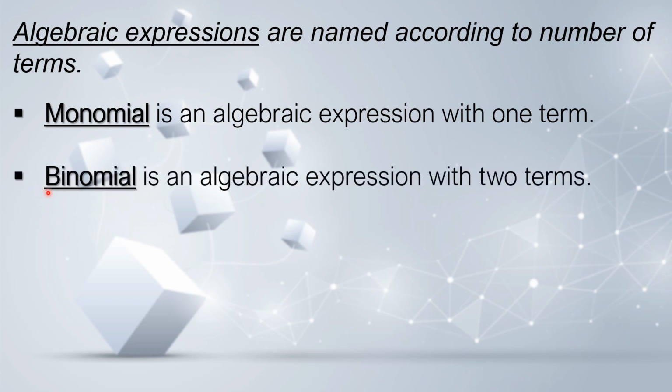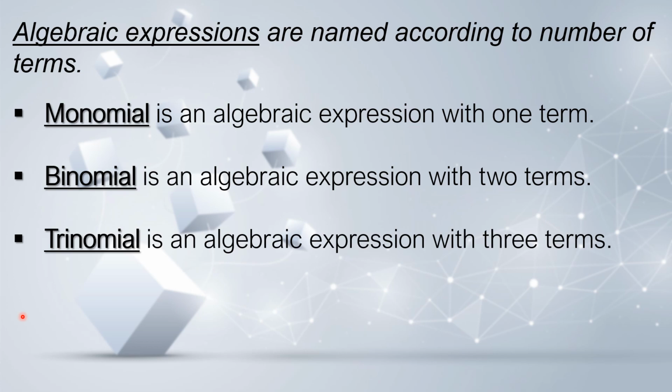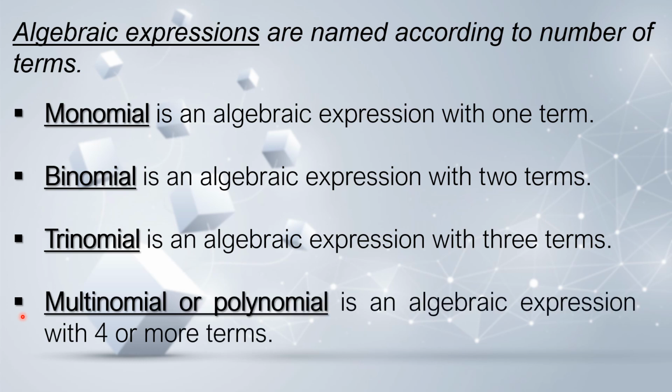Binomial from the keyword bi or key syllable which is bi. So binomial is an algebraic expression with two terms. Trinomial with the keyword tri, an algebraic expression with three terms. And the last is multinomial or polynomial from the key syllable which is multi. So it is an algebraic expression with four or more terms.